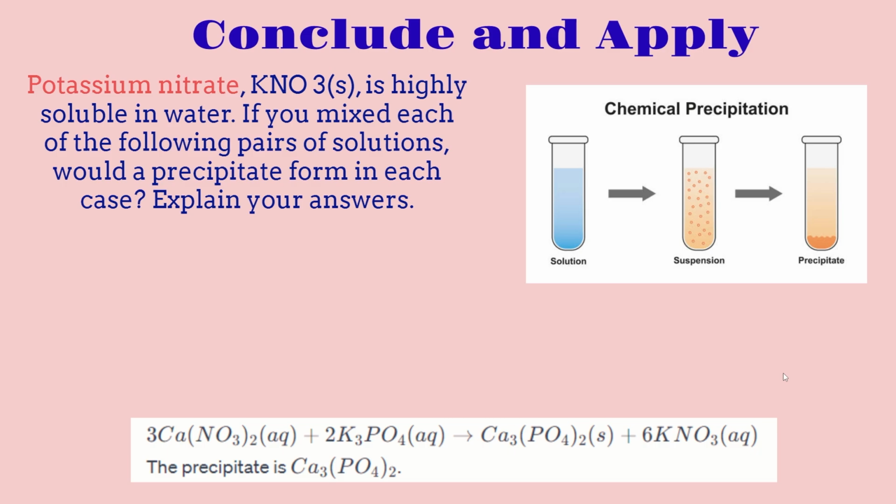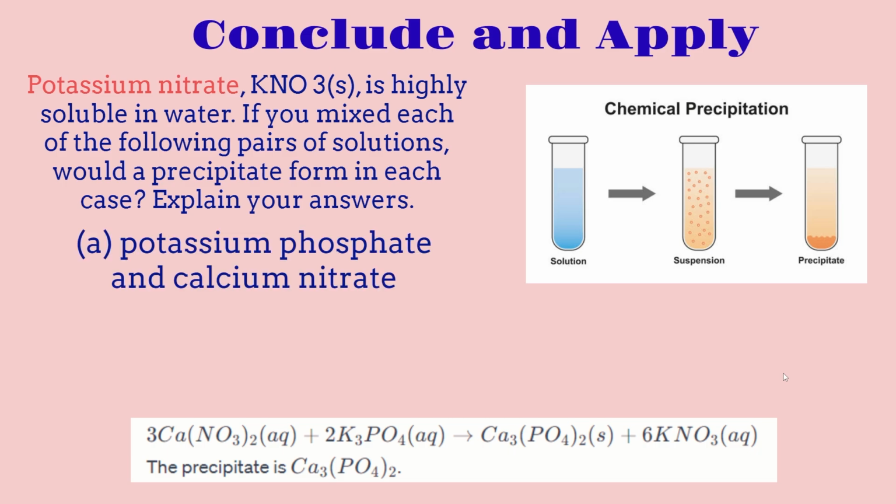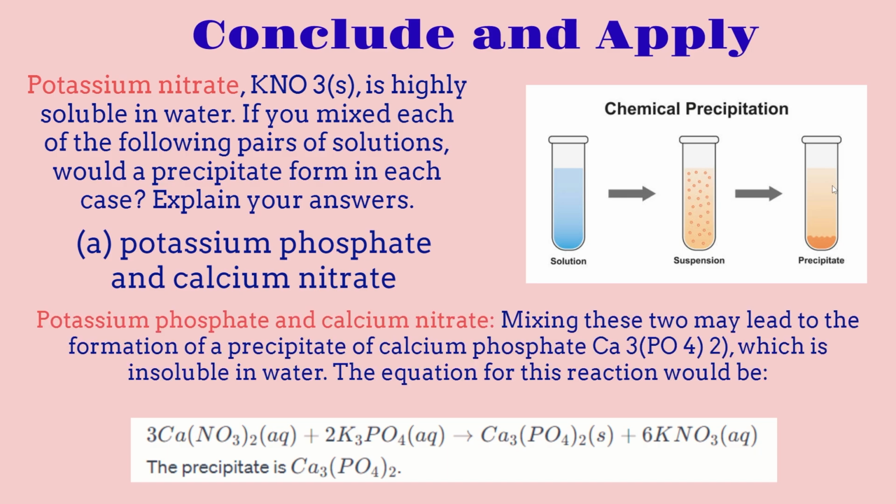So if you mixed each of the following pairs of solutions, would a precipitate form in each of them? And explain your answer. So first of all, we have the potassium phosphate and calcium nitrate. So all we're saying here is that potassium nitrate, once it's combined in water, is highly soluble. So that means it's going to look like this inside of this picture, as we can see here.